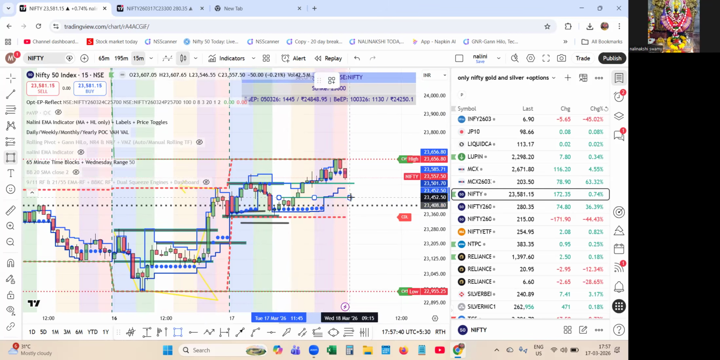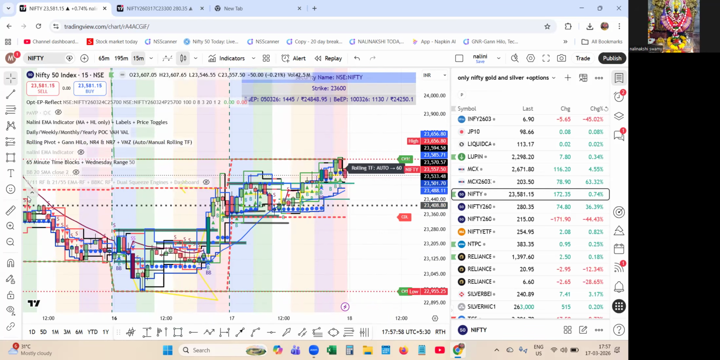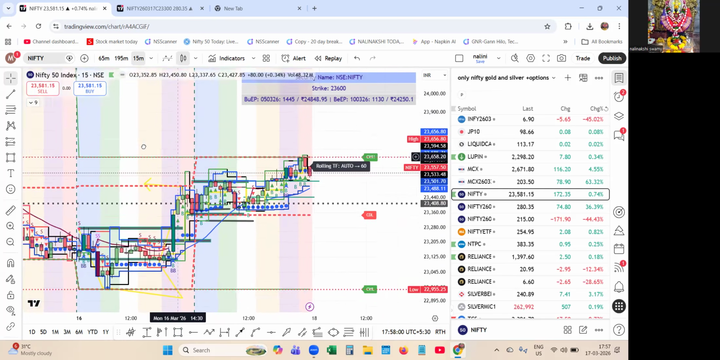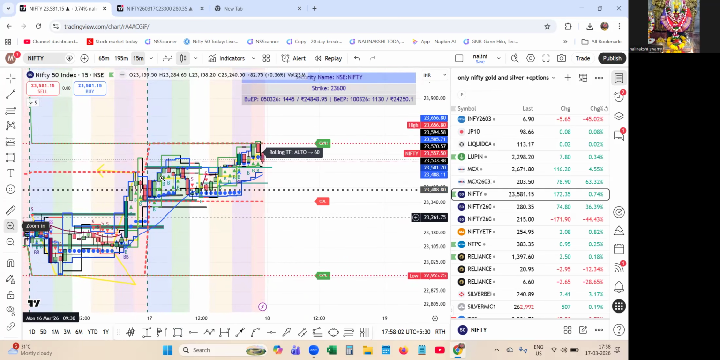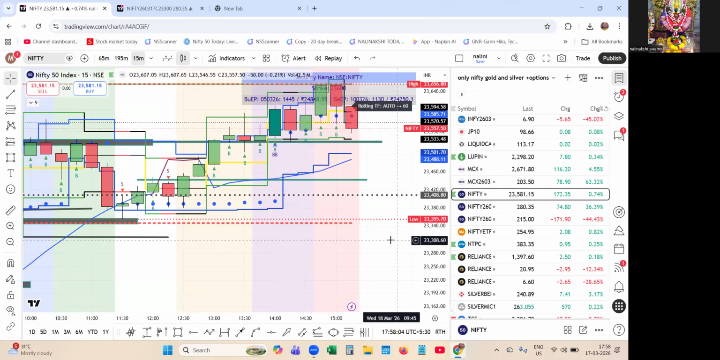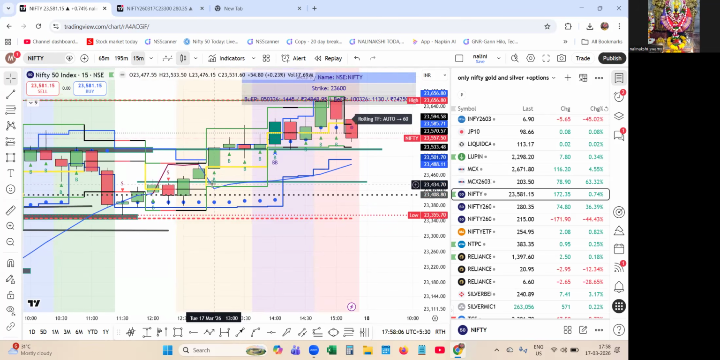This is my entry. This is my entry and reference point. So you comfortably get around 23,432. It is a beautiful entry. Even if I apply the rolling pivot, let me zoom it. With the rolling pivot, you are getting an entry over here. Same area. See, I have marked this area.